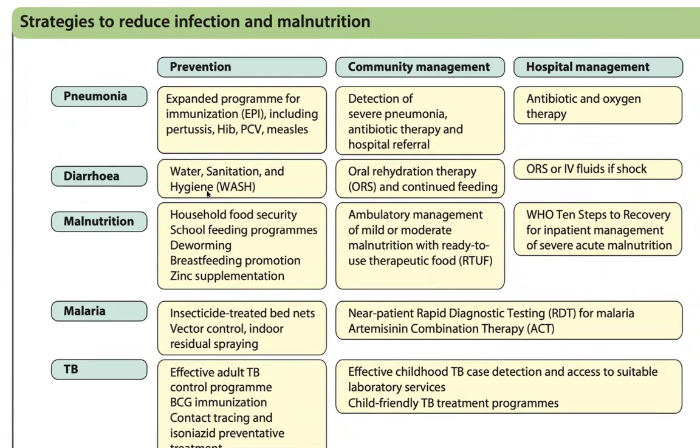Malnutrition: household food security, school feeding programs, deworming, breastfeeding promotion, and zinc supplementation. Ambulatory management of severe malnutrition with ready-to-use therapeutic food. WHO 10 steps for recovery for inpatient management of severe acute malnutrition. Malaria: insecticide-treated bed nets and vector control.